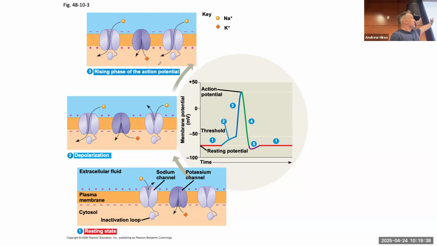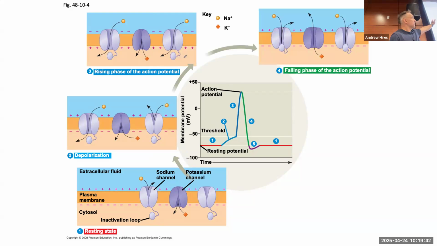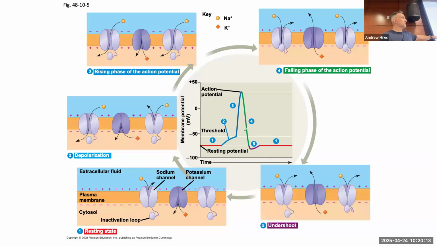Now, after that is occurring, we have this falling phase of the action potential, which is driven both by the inactivation of sodium channels, closing up, and the opening of these voltage-gated potassium channels that allow positive potassium ions to flow out. If positive ions are going out, then the membrane potential is going to become more negative again. And then usually the action potential goes even more negative than the resting membrane potential.